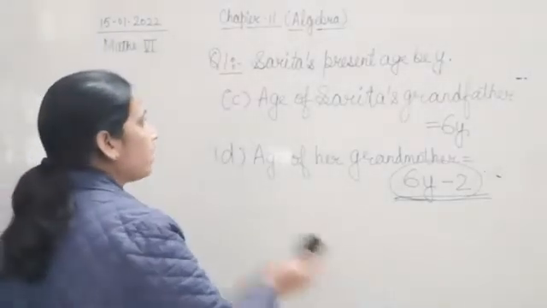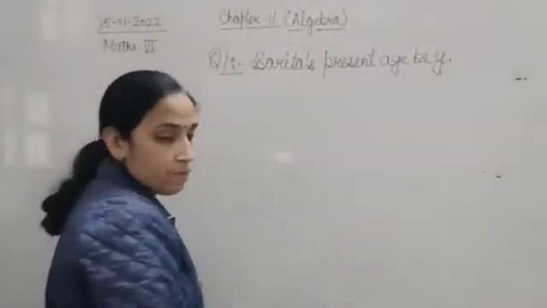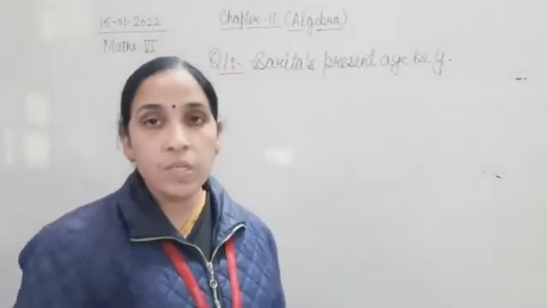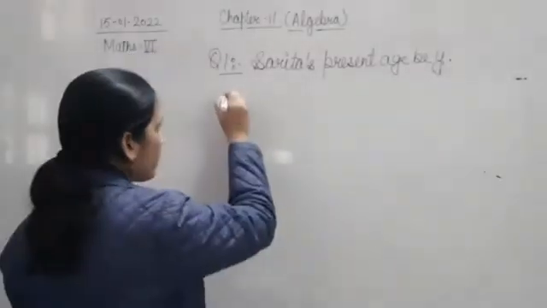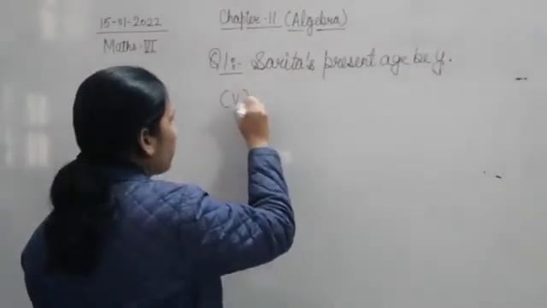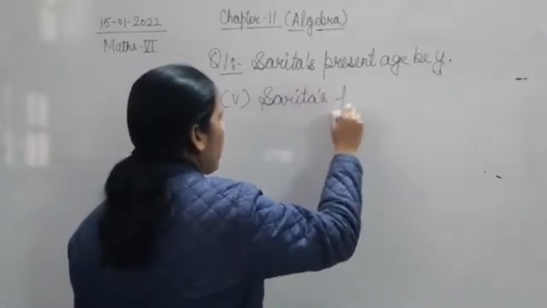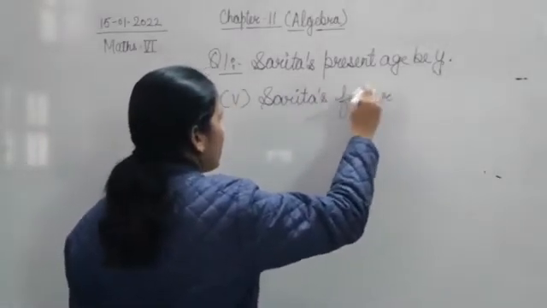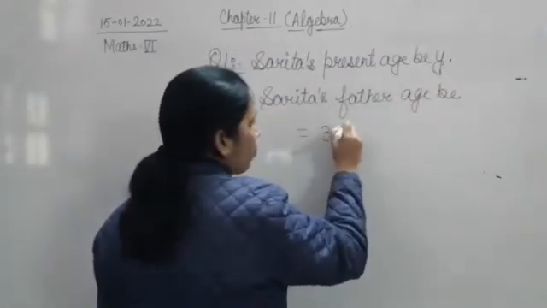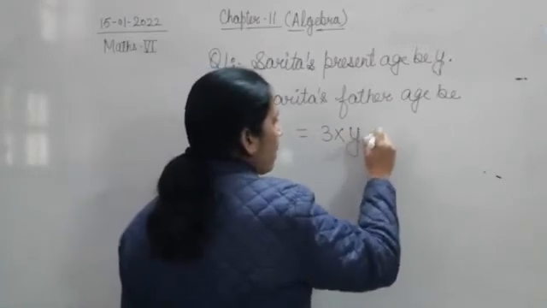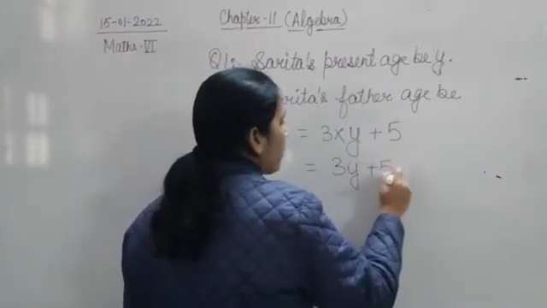So Sarita's father's age is 5 years more than 3 times Sarita's age. So Sarita's father's age will be 3 times Sarita's age plus 5, or we can write that as 3y plus 5.